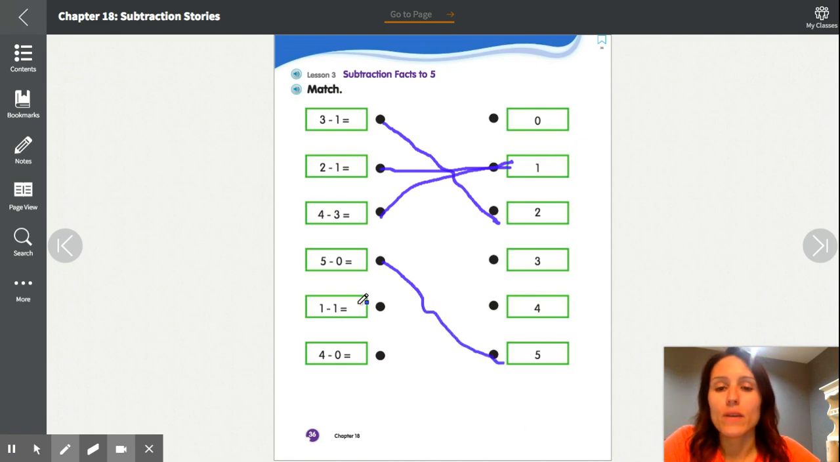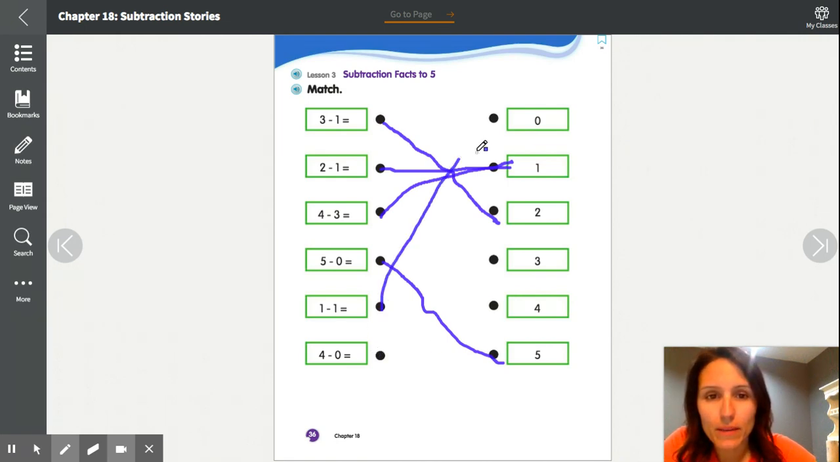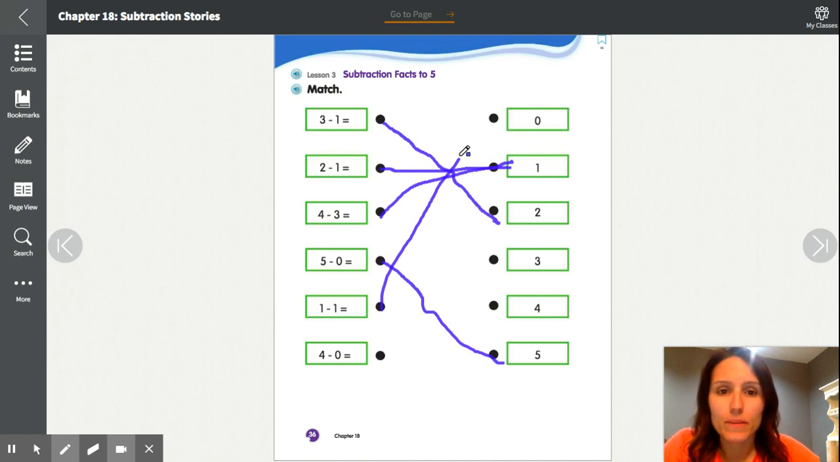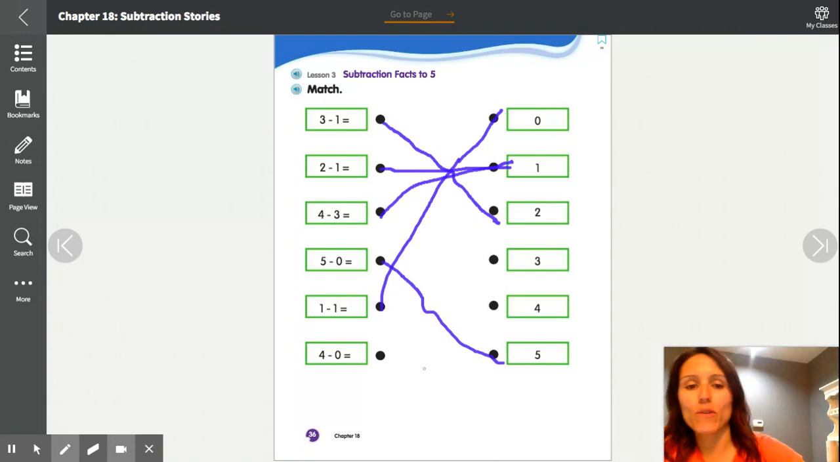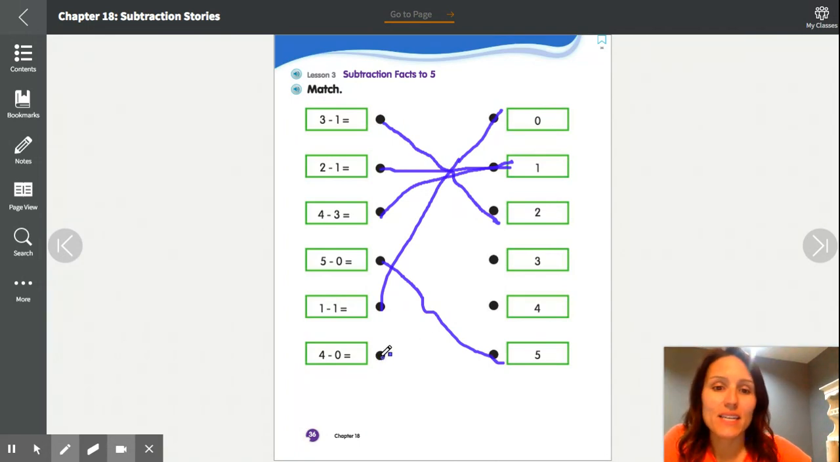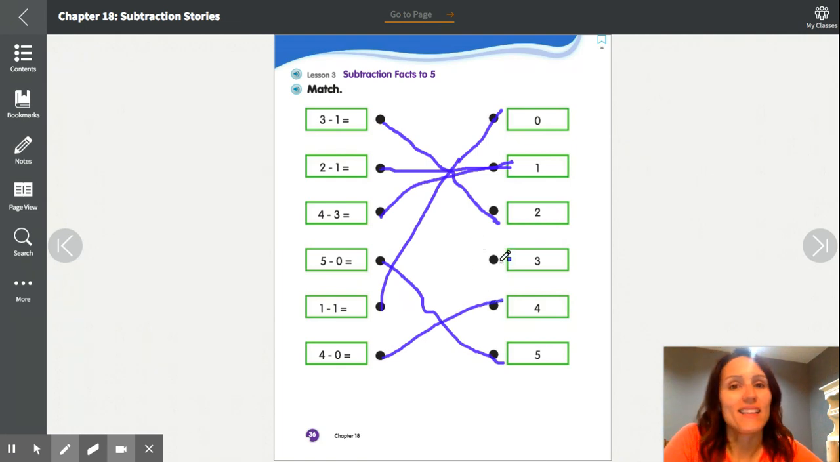Okay, and then we have 1 minus 1. If you have 1 of something and you take away 1 of something, you have 0. So now this is going to be a big line. And draw it all the way up, up, up, up. There we go. Okay, and then the last problem, 4, take away nothing, 0 is 4. And it's not a mistake. You will have an empty number right here, number 3. Number 3 was not the answer for any problem. So that is practicing that one.